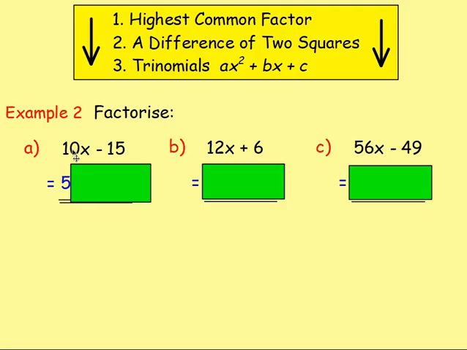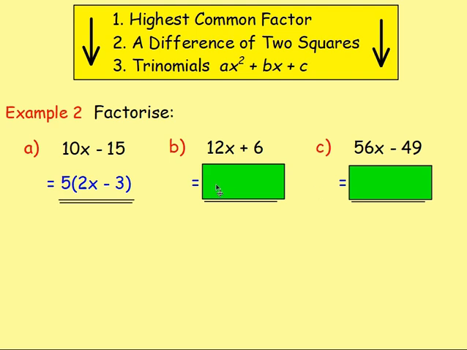Then 5 times what gives us 10x? 2x. Good. And 5 times what gives us negative 15? Negative 3. Well done. How do you know that's right? Multiply it out. Good. So in your head you think 5 times 2x, that's 10x, and 5 times negative 3, it's negative 15. We are done.